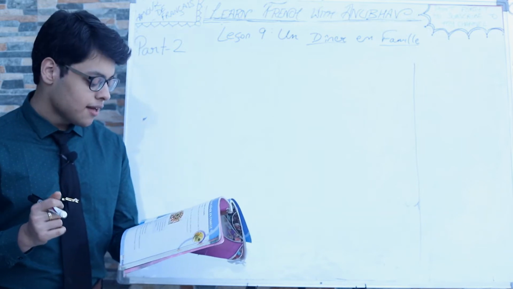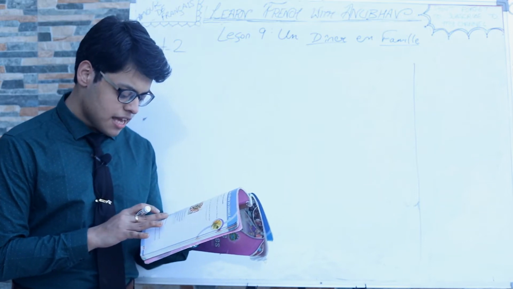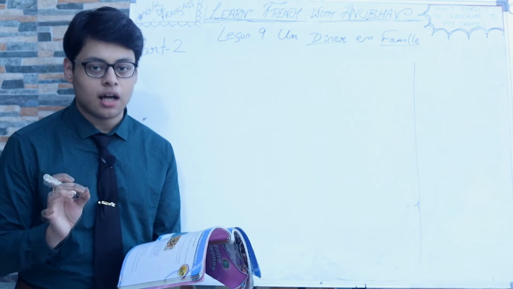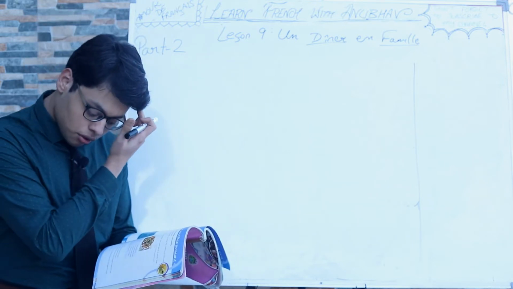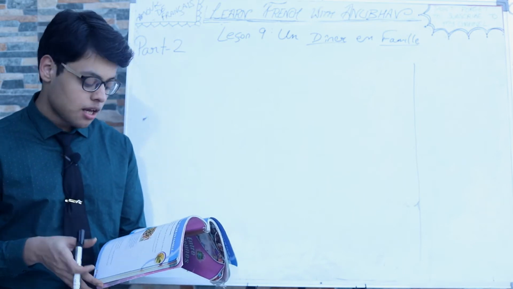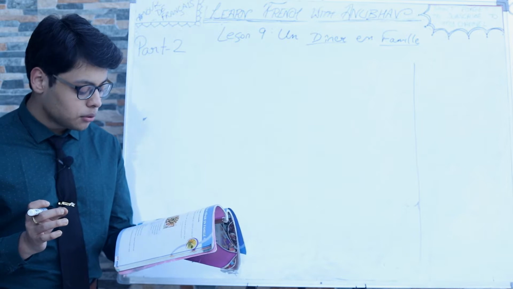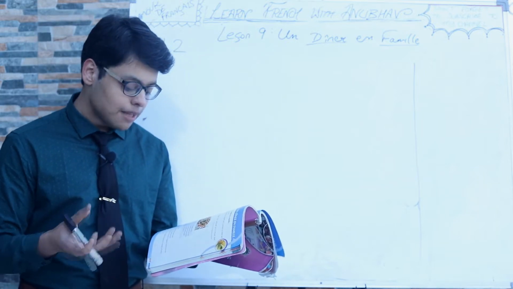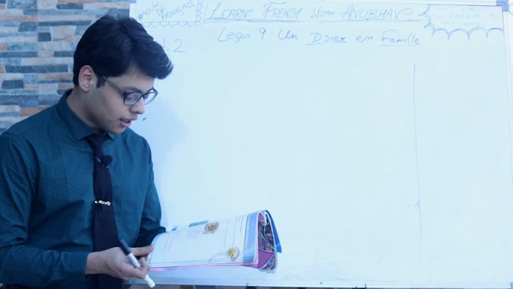Step 1. Faire cuire le riz pendant 8 minutes. Okay, cuire, C-U-I-R-E. Cuire is the verb which means to cook. So you need to cook rice for 20 minutes. Okay. Second step. Faire cuire les œufs pendant 10 minutes dans de l'eau. So you need to cook the eggs for 10 minutes in water. Basically, you have to boil them, what they are saying.